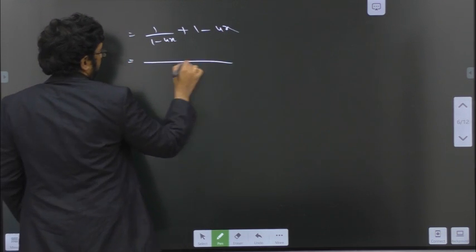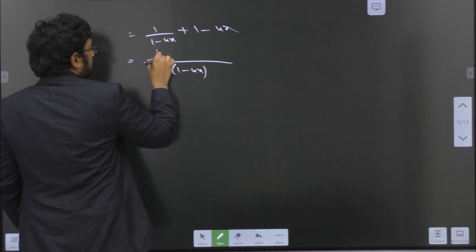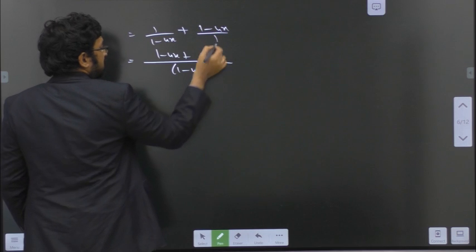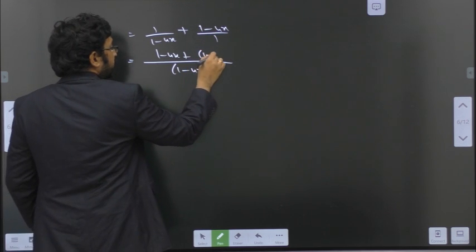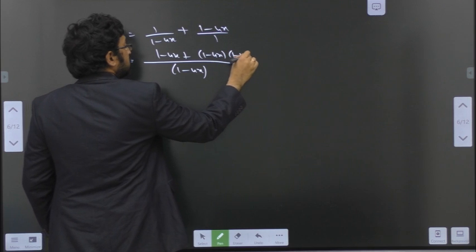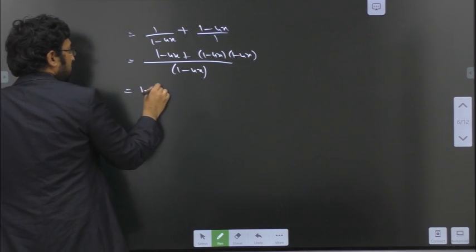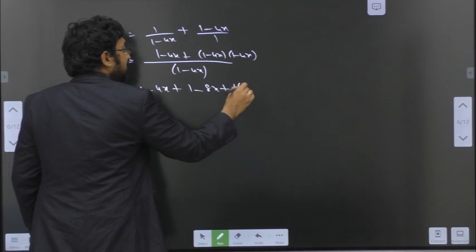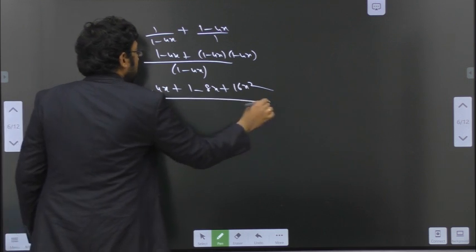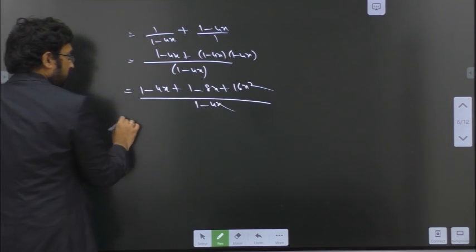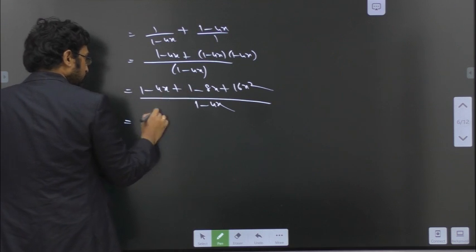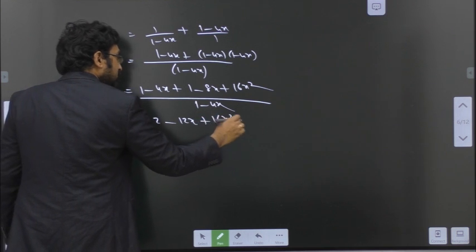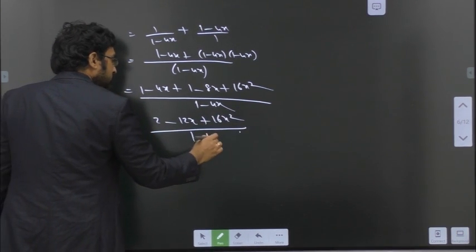Now take LCM here, 1 minus 4x. So 1 minus 4x plus, here assume the denominator as 1. So it will become 1 minus 4x into 1 minus 4x. So it is nothing but 1 minus 4x plus 1 minus 8x plus 16x squared by 1 minus 4x, that equals 2 minus 12x plus 16x squared by 1 minus 4x.